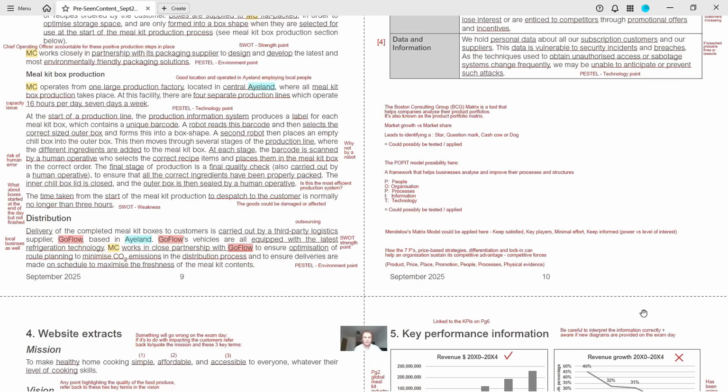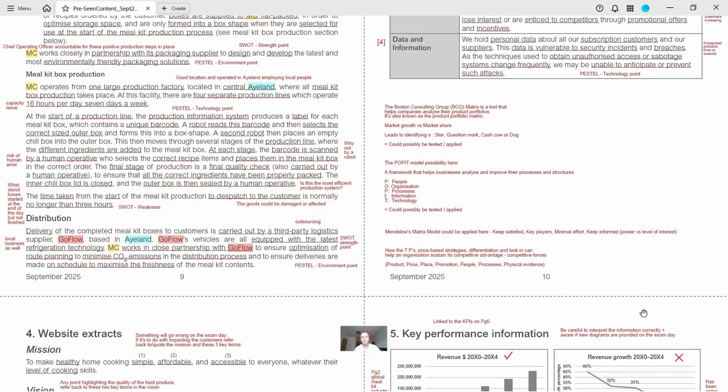We have the POPIT model as well. This is a framework that helps businesses to analyze and improve their processes and structures. We've just gone through a meal kit production and process. So it involves everything from people, the organization, processes, information and technology. Even me just reading that out to you now, you're going, good grief, James. I think all of those have been mentioned so far. So definitely one that could be tested.